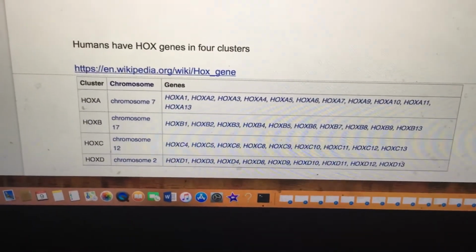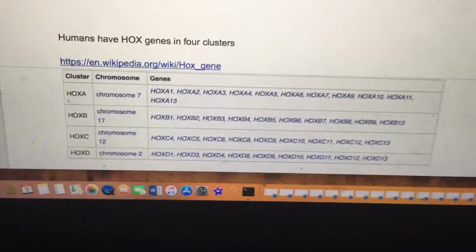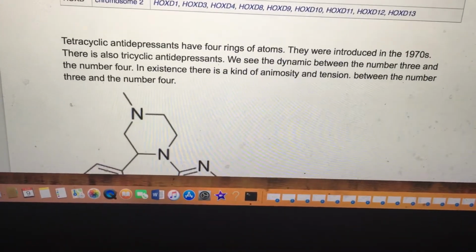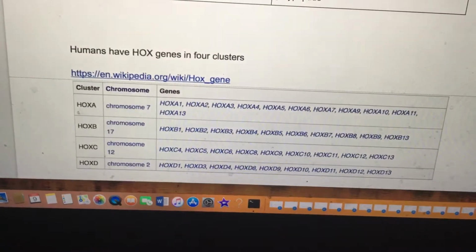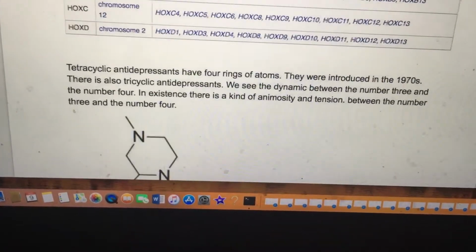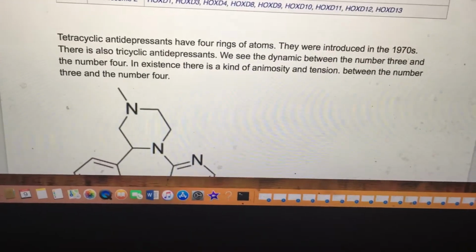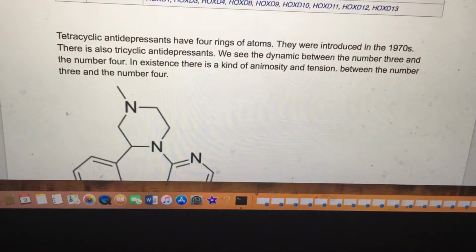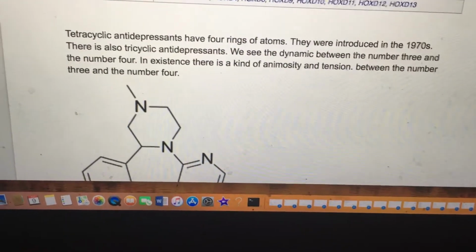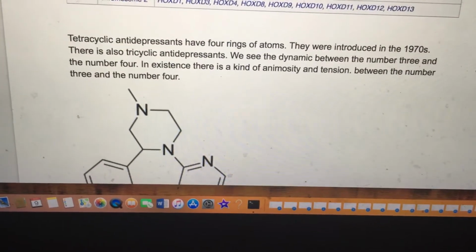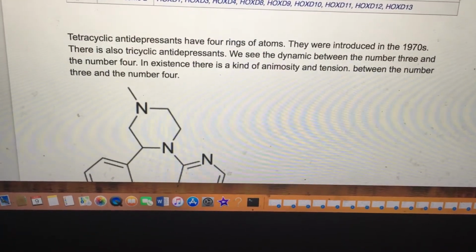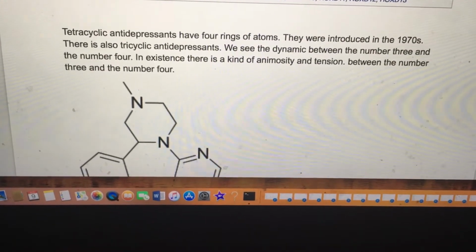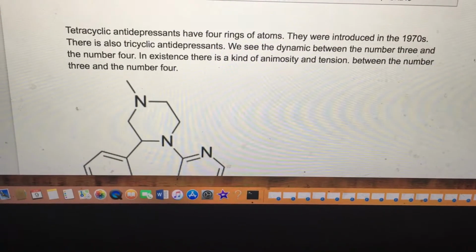Humans have Hox genes in 4 clusters. Hox genes are very important in biology. Tetracyclic antidepressants have 4 rings of atoms. Tetra means 4. They were introduced in the 1970s. There is also tricyclic antidepressants. We see the dynamic between the number 3 and the number 4. In existence, there is a kind of animosity and tension between the number 3 and the number 4.